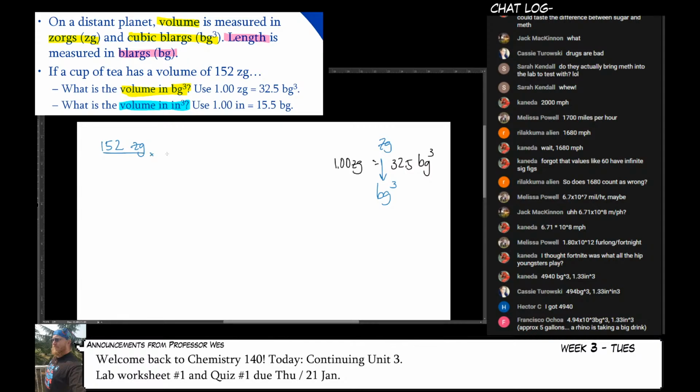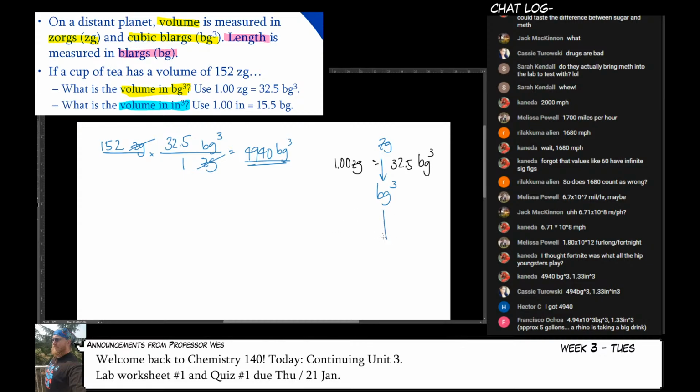So that conversion should not be terribly difficult to set up, because we just match up the units like we've been doing all along, right? Okay. And then I fill in the numbers, 1 and 32.5. And I think you do get 4940, but let me punch it in the calculator just to check. Yep, 4940. Okay, great.